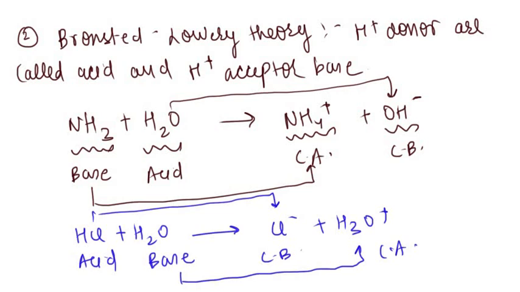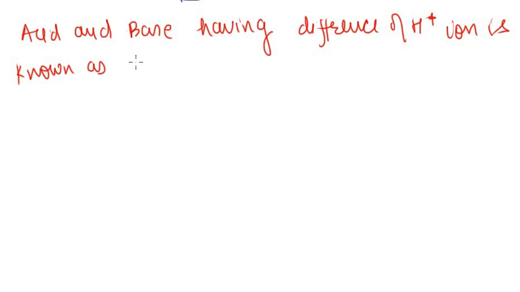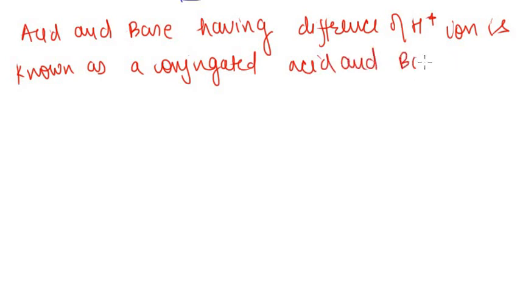So how do we define the conjugate acid and base pair? Let's take down the definition. An acid and base having a difference of H plus, either gaining or losing in terms of reaction, is known as a conjugate acid and base pair.